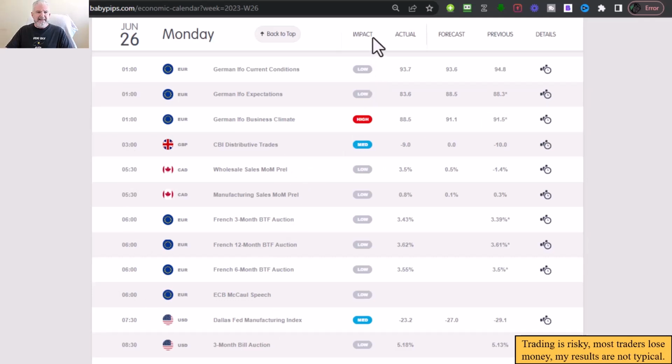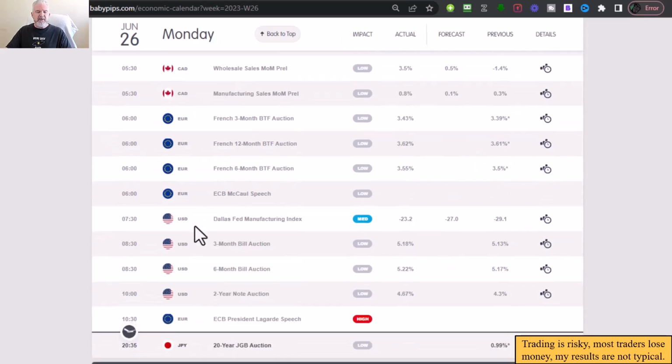What's great is they have this column called impact: high, medium, low. And they give you the currency that it would most likely affect. So now, if you're trading the euro, you want to look at these. If you're trading the British pound, you want to look at these. Canadian dollar, look at these. US dollar, look at these. And then cross-reference it to whether it's high or low.